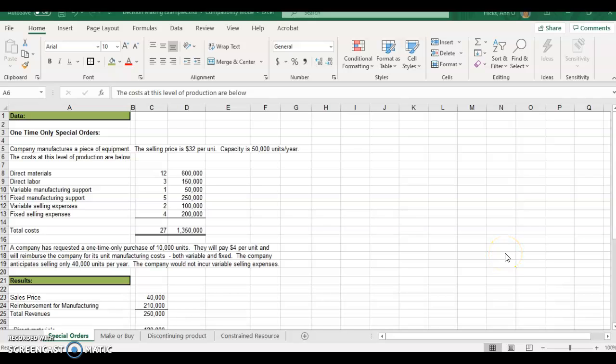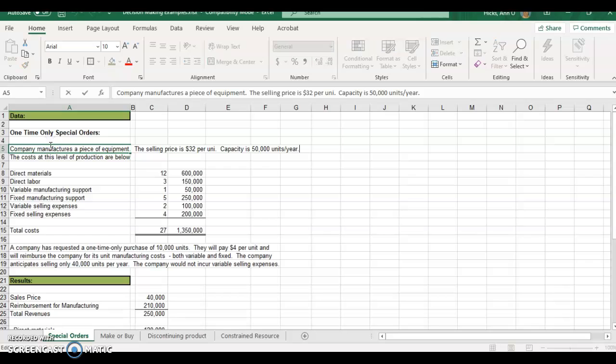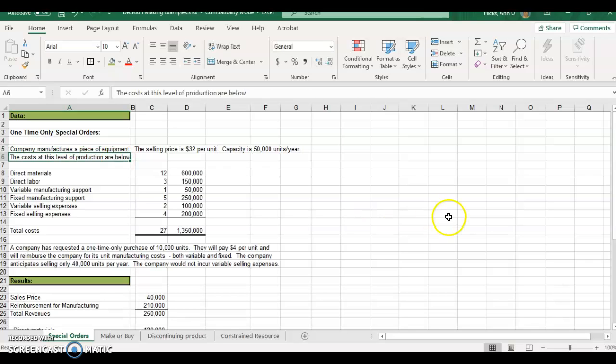In this video, I want to walk through 4 different examples of using our understanding of relevant costs to make decisions for the company. This first example is what's called a special order. In this scenario, we have a company that manufactures a piece of equipment. They sell it for $32 per unit. They have a capacity of 50,000 units per year.